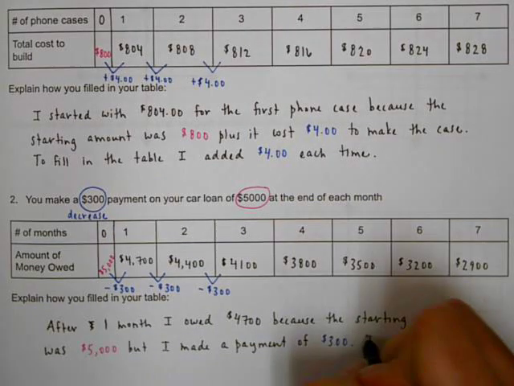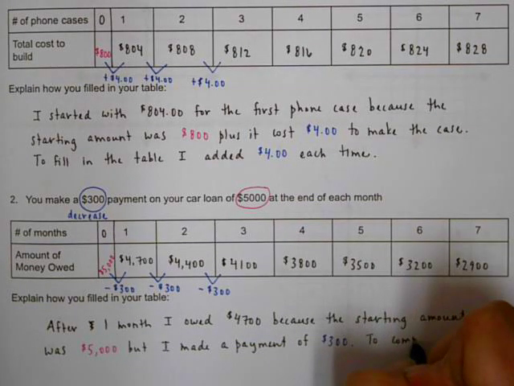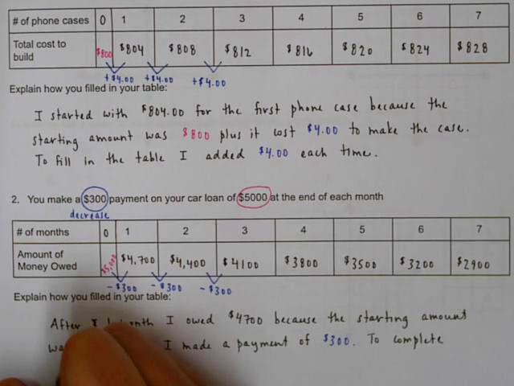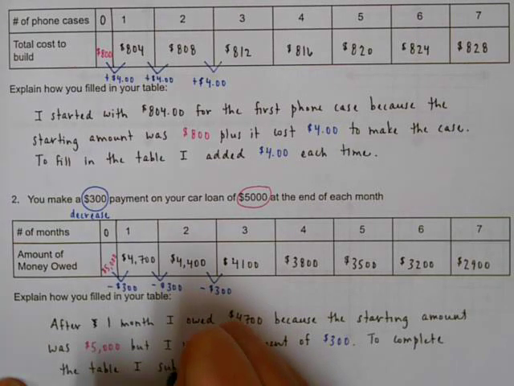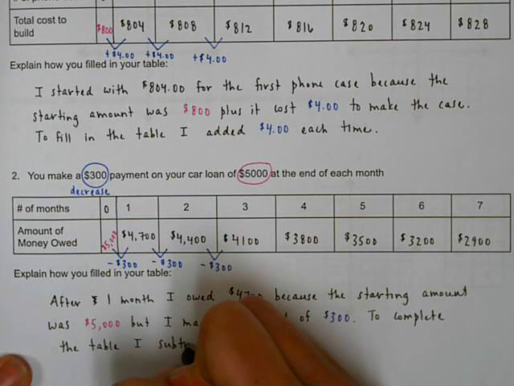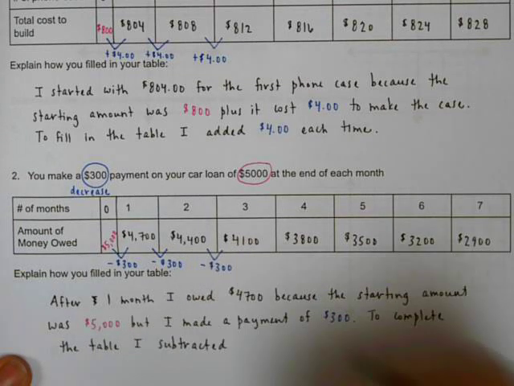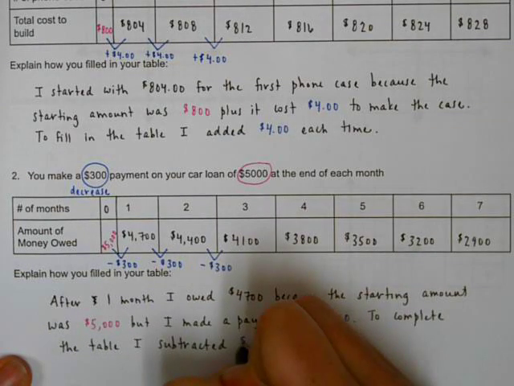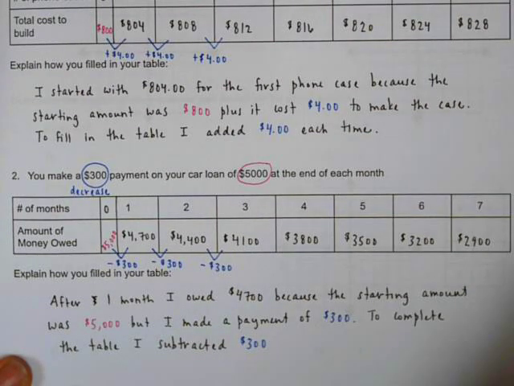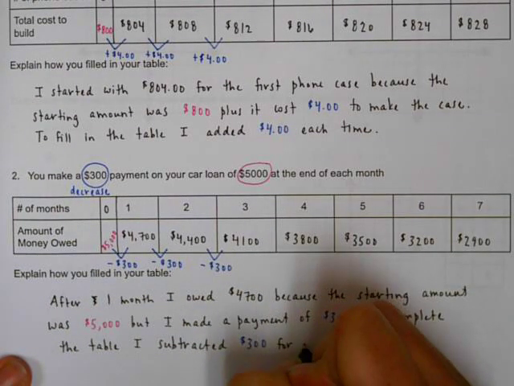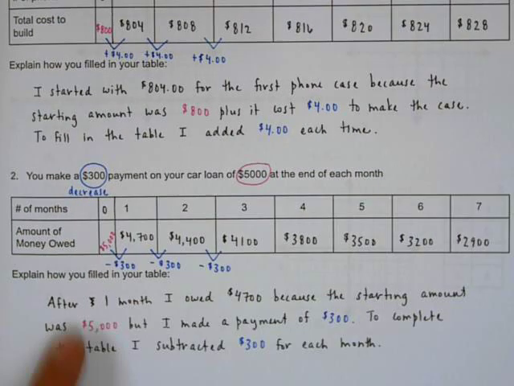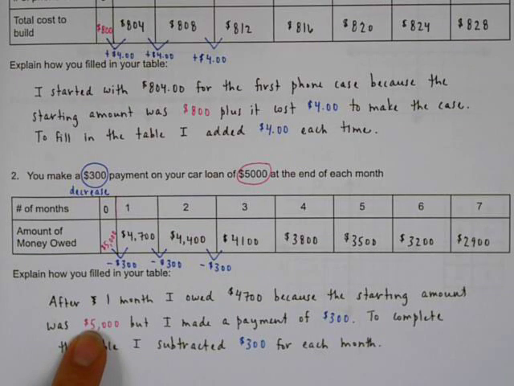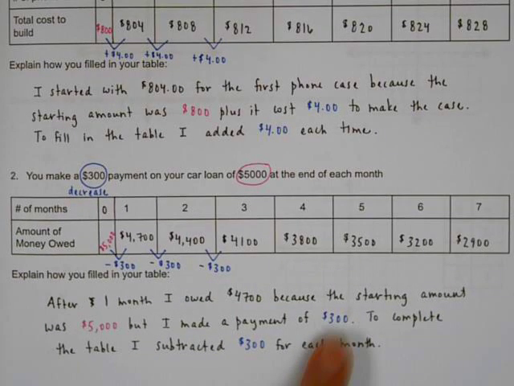Okay, to complete the table, I subtracted, I'm showing that it's decreasing by subtracting. I subtracted that same repeating amount, $300, for each month. Again, what's important here is that you're referencing that starting amount that you picked up from the problem and then how that pattern affected your table.